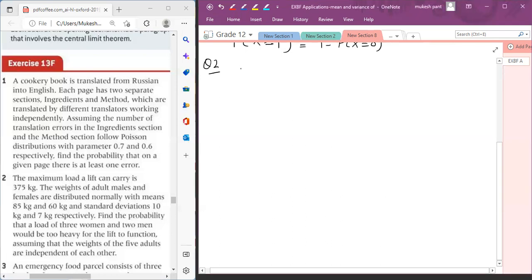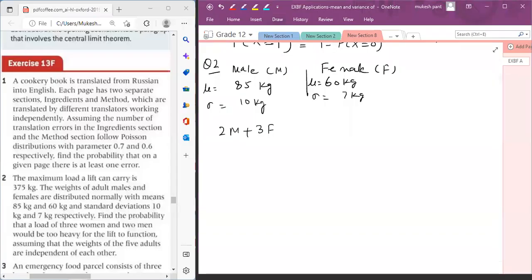We have a male, and their mean weight is 85 kg. Yes, mean means mu. And their standard deviation, sigma, is given as 10 kg. Suppose this is the male variable M. And this is the mean weight of female, that is 60 kg, and their standard deviation is 7 kg. We have to find the probability for these 2 males and 3 females.